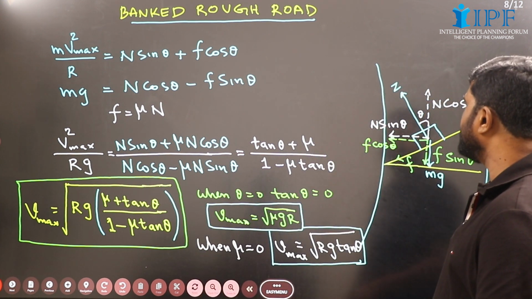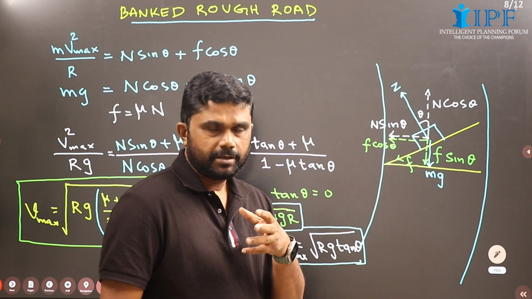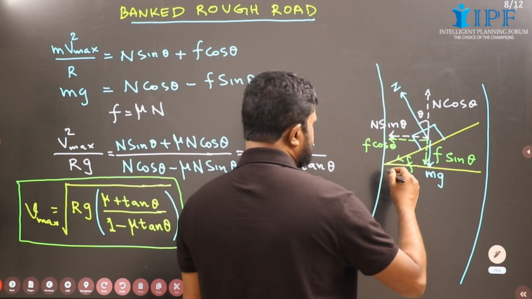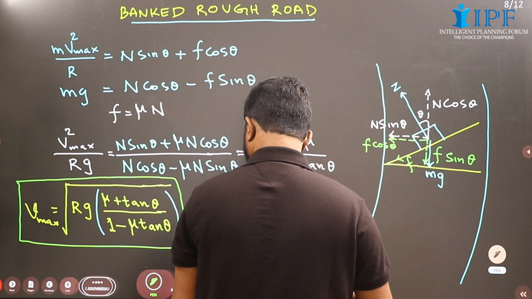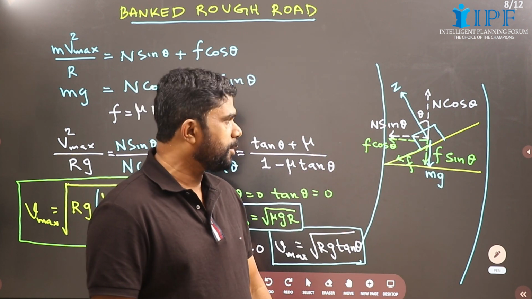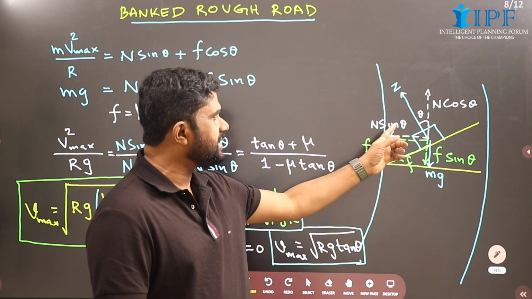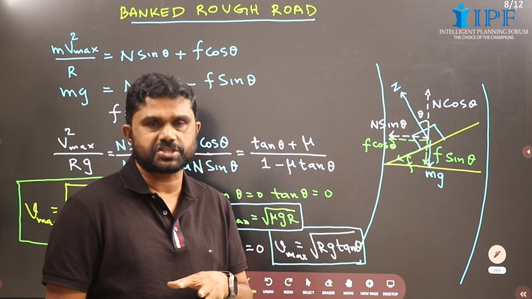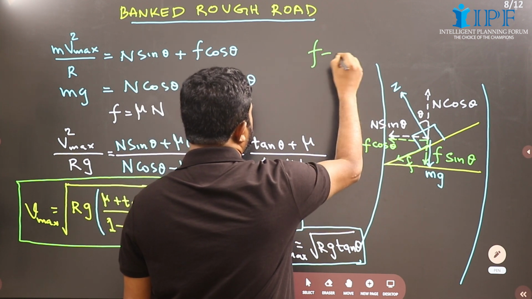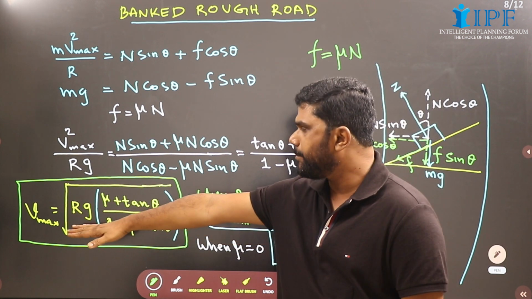Now when we find the maximum possible speed, in addition to this normal reaction, we will consider the friction also. Friction will be acting like this, frictional force down the inclined plane, F. It can be resolved into two components, F cosθ and F sinθ. Now the centripetal force is provided by N sinθ plus F cosθ. F is the friction and F = μ times normal reaction. And from here we will get v max.